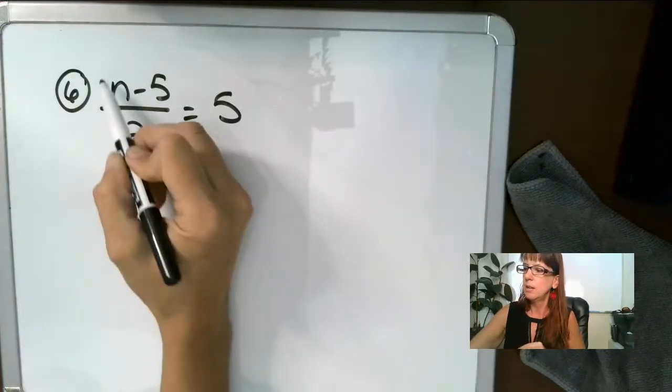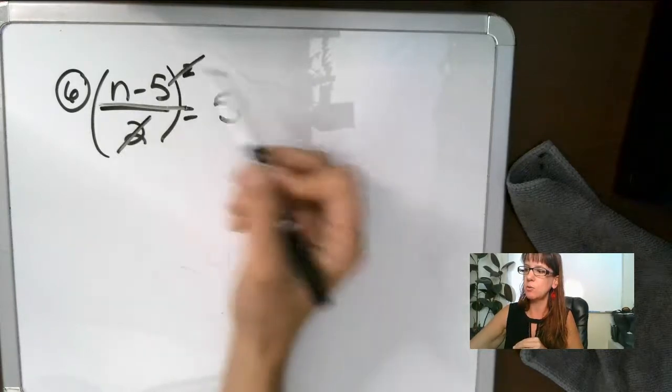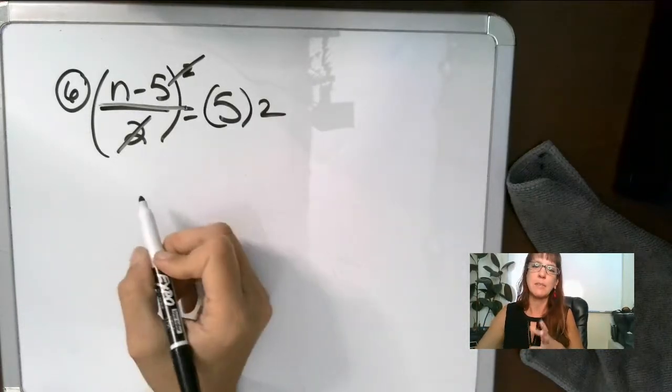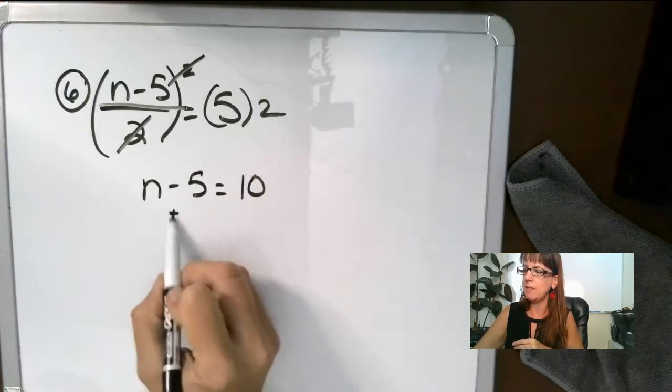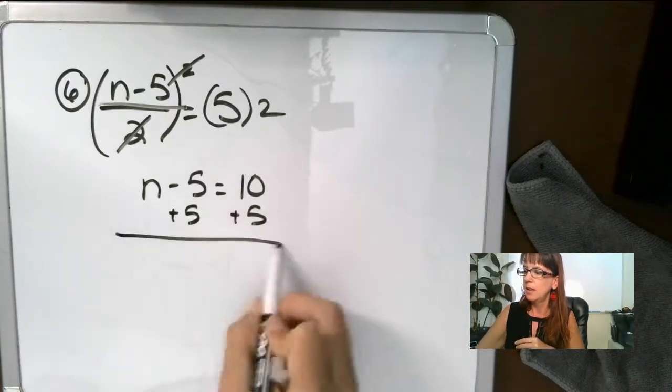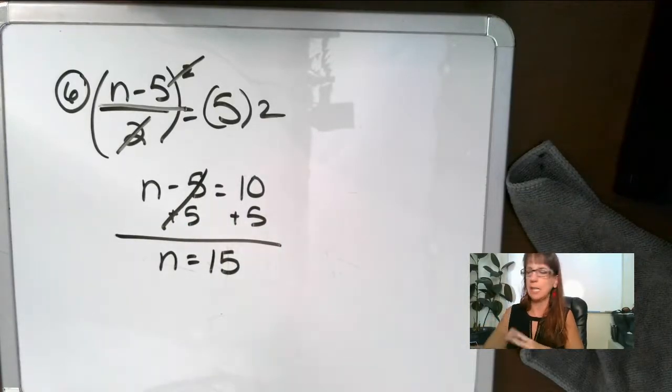All right, hopefully you're back. We're going to multiply this by 2, because that's the inverse of division. N minus 5 equals 10. Add 5 to both sides. These guys cancel out. We get N equals 15. Excellent work.